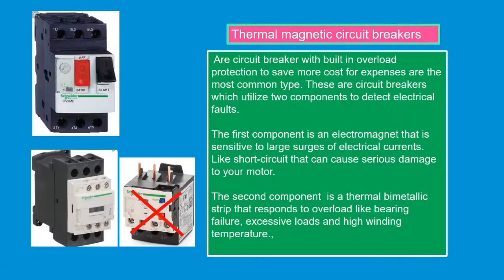Next, thermal magnetic circuit breaker. It is a circuit breaker with built-in overload protection to save motor cost and expenses, and it is the most common type. These are circuit breakers which utilize two components to detect electrical faults. The first component is an electromagnet that is sensitive to large surges of electrical current, like a short circuit that can cause serious damage to your motor. The second component is the thermal bimetallic strip that responds to overload, like bearing failure, excessive load, and high winding temperature. In this diagram, we have already excluded the overload relay. The overload relay is already built in with this thermal magnetic circuit breaker to save money. And in the plant, what we see is this thermal magnetic circuit breaker and the magnetic contactor.